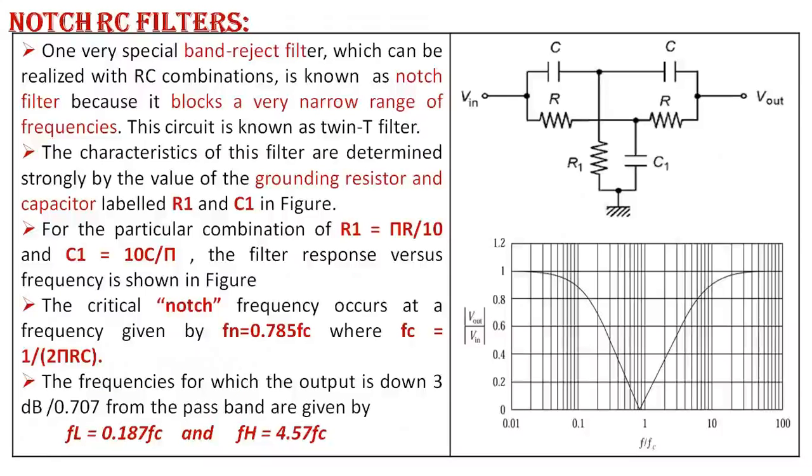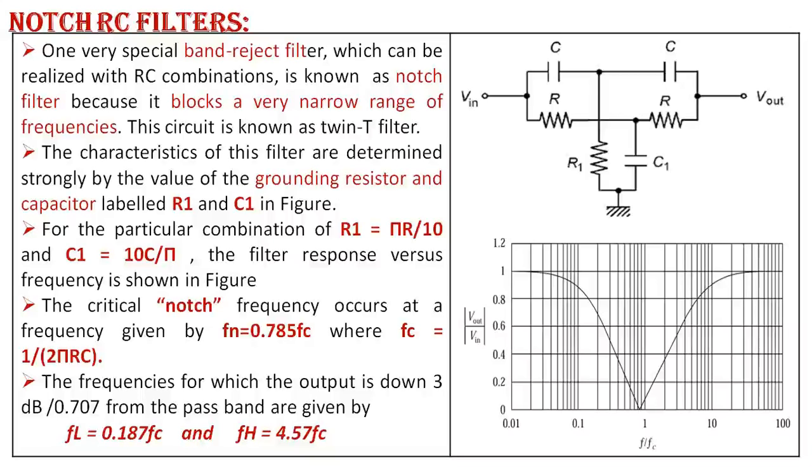Next one is the notch filter. It is a combination of 3 RC. It attenuates a very sharp or single frequency. One very special band reject filter which can be realized with an RC combination is known as the notch filter, because it blocks a very narrow range of frequencies. This circuit is known as the twin-T filter.